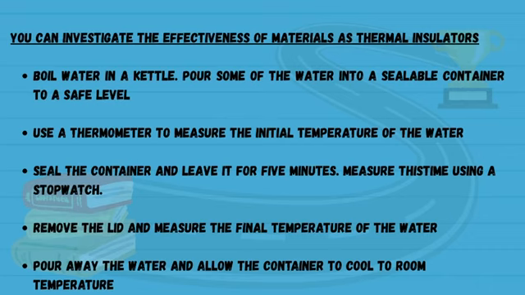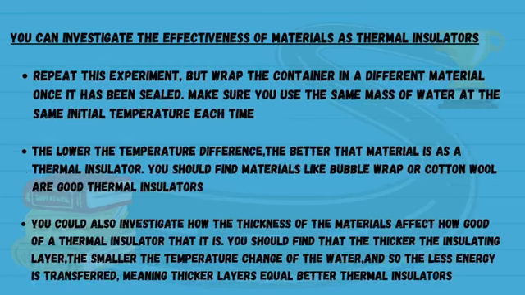You can investigate the effectiveness of materials as thermal insulators. Boil water in a kettle. Pour some of the water into a sealable container to a safe level. Use a thermometer to measure the initial temperature of the water. Seal the container and leave it for 5 minutes. Measure this time using a stopwatch. Remove the lid and measure the final temperature of the water. Pour away the water and allow the container to cool to room temperature.